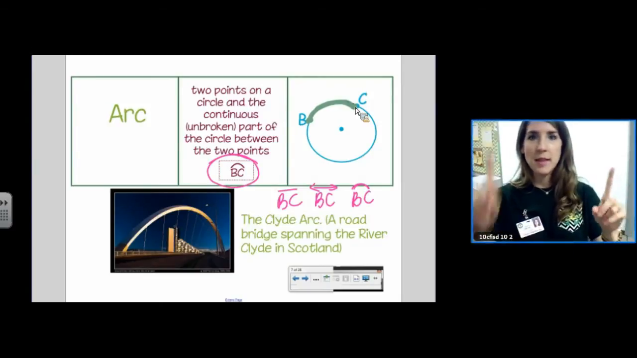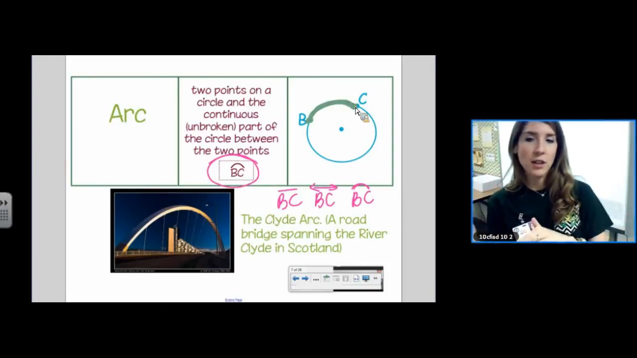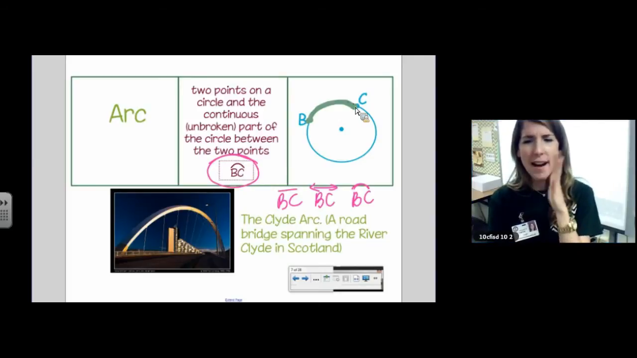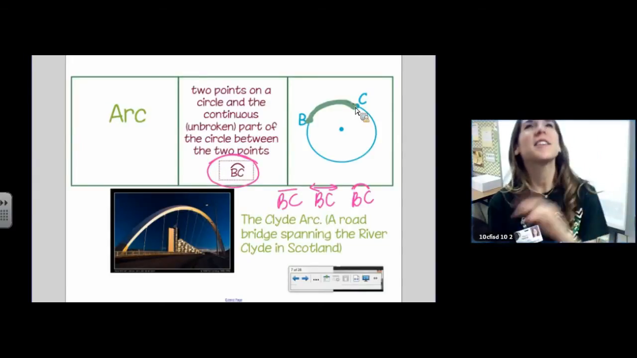So acute would be the minor if we're trying to do an analogy. Obtuse would be major. What would a right angle be? Right in the middle. So acute is less than half. Acute is less than half.